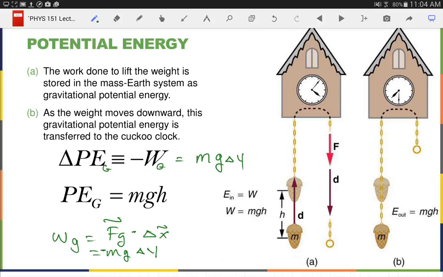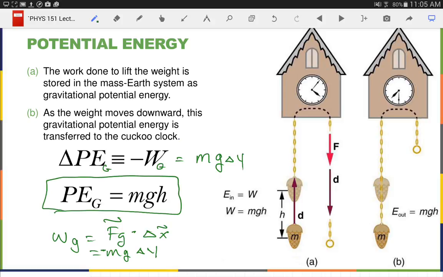So the change in potential energy for gravity is always mg delta y. And thus we say potential energy for gravity is mg times y, or h, since h means height. Height, y, vertical. So that's where we get this equation for potential energy due to gravity.